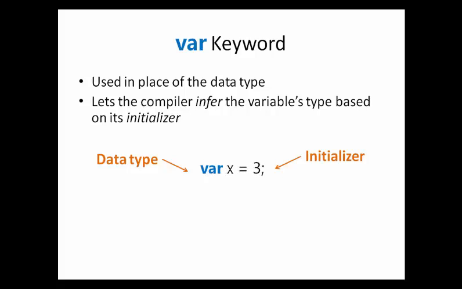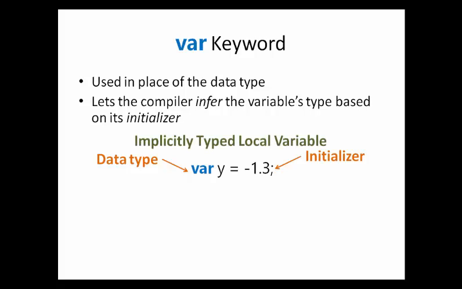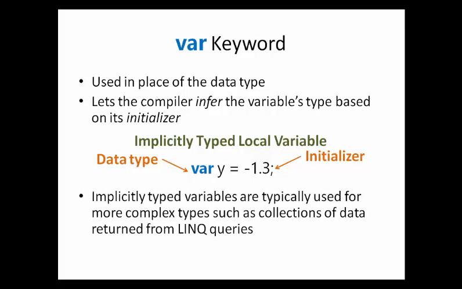Now notice, if I change the data type to var, the compiler can still read it because the initializer is still an integer. This is true for other data types, such as double, string, character. When you use the var keyword, you are utilizing something called an implicitly typed local variable. And implicitly typed variables are generally saved for use with more complex data types, such as collections of data that have been returned from LINQ queries.